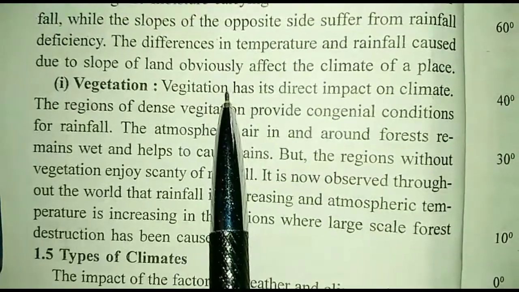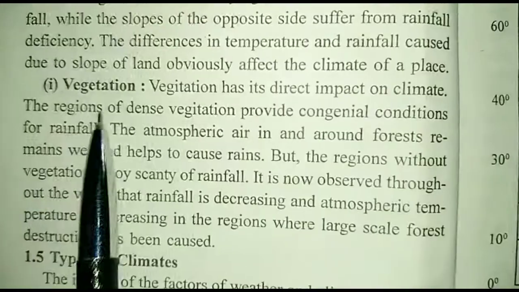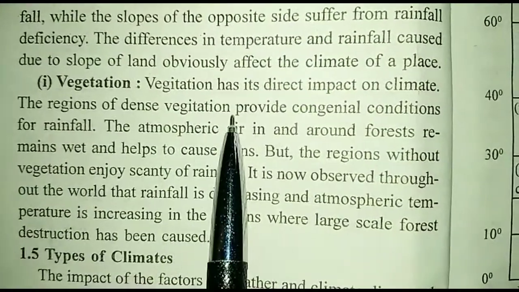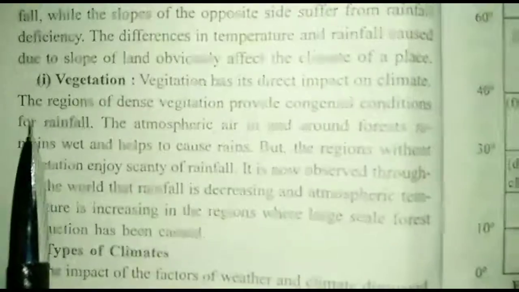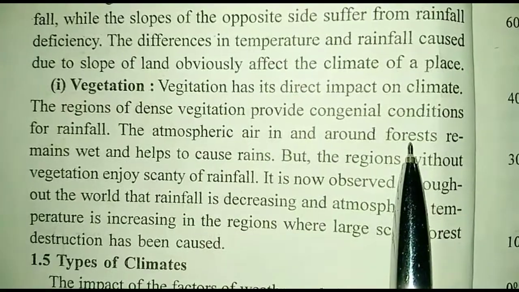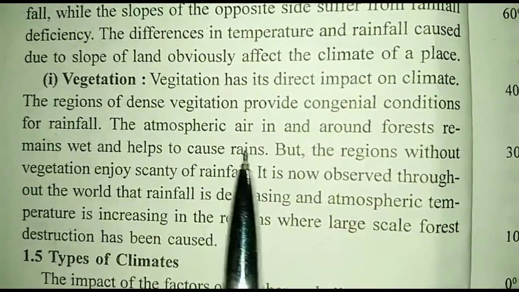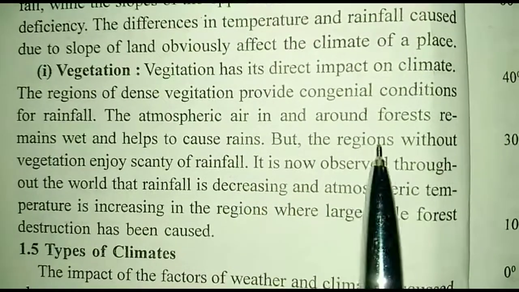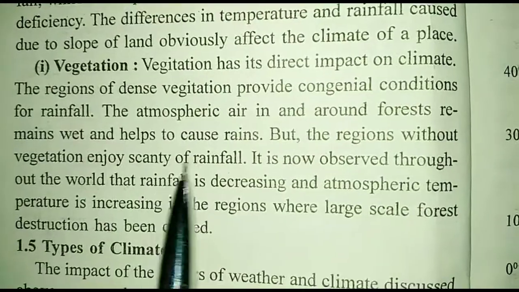Means vegetation creates direct impact on climate because the regions which have heavy vegetation provide congenial conditions for heavy rainfall. The vegetation or forest covered places remain wet and they help to cause the rains. But the regions which do not have any vegetation cover enjoy scanty rainfall.